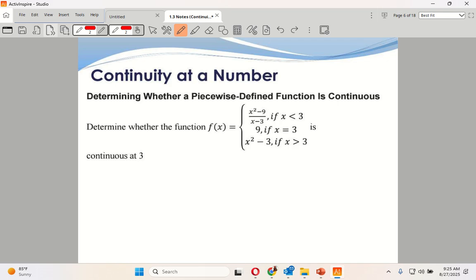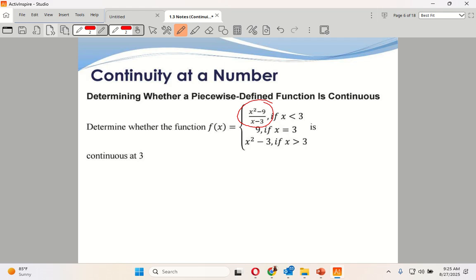All right. Let's see if it is continuous. So left side and right side have to go to the same number. Let's start off by just plugging in. Can I plug in 3 into that one? So this is called a removable discontinuity. I can't plug in 3 directly. Why can I not plug in 3 directly?